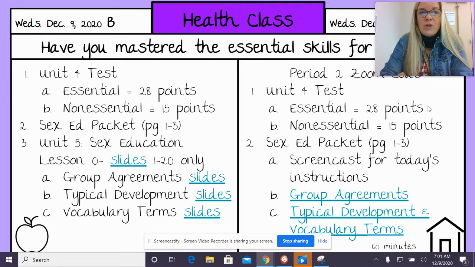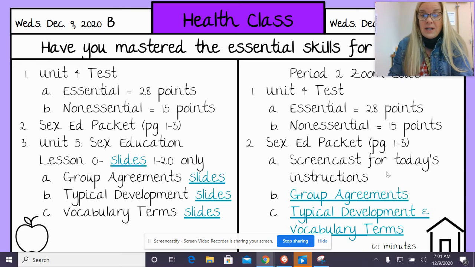packet, whether you are writing that in your packet so you have it to look at and refer back to, or whether you're accessing the digital version and maybe using Cami to fill it in, or just listening and going to wing it. That's up to you. Regardless, pages 1 through 3 need to be covered. So again, after your test today, here's what I'd like you to do.